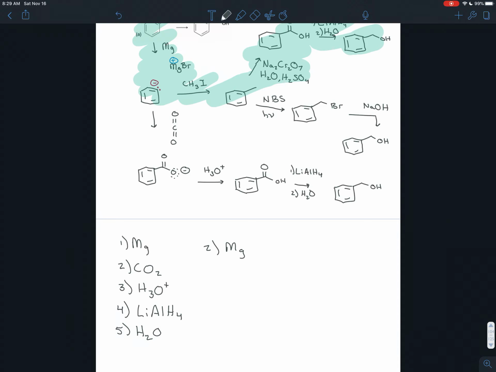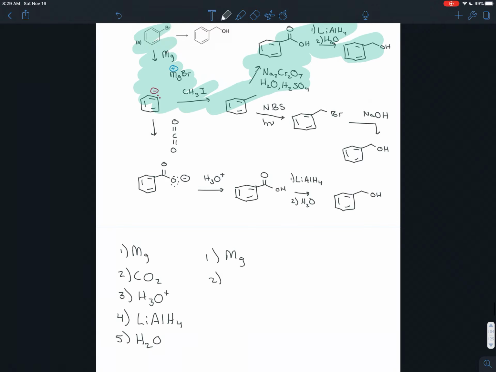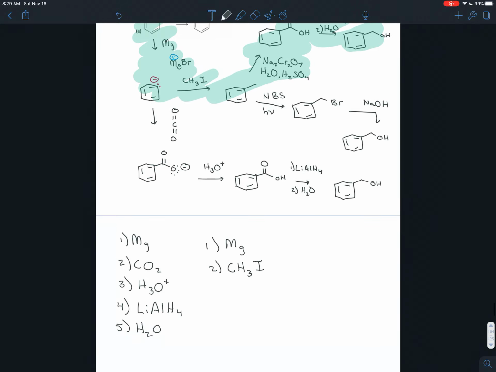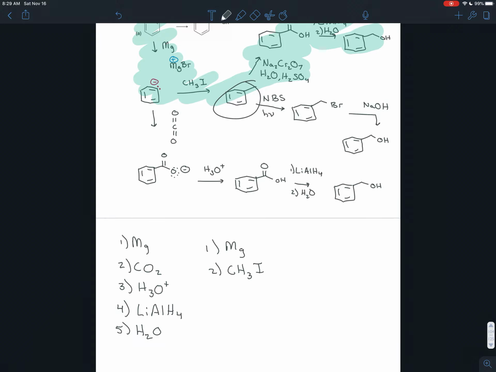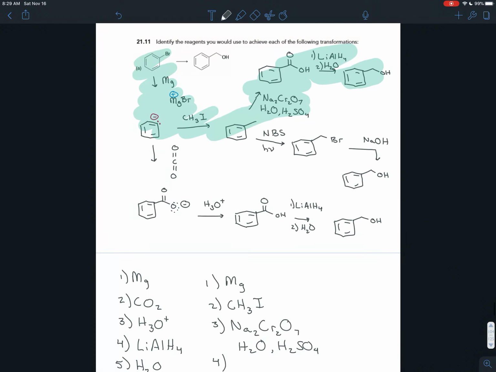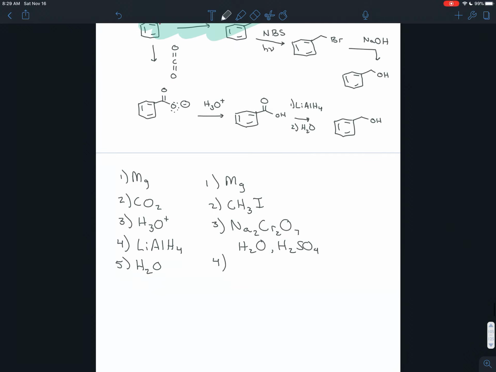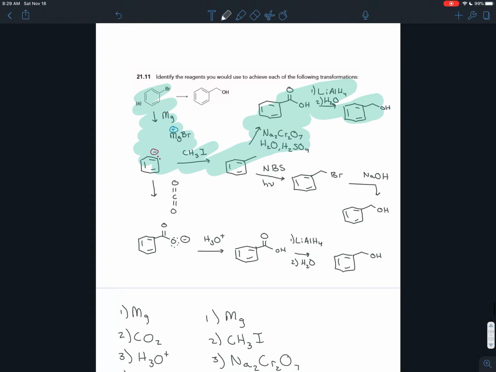Another possibility is the second one that we came up with. So you could again make the Grignard reagent, treat it with magnesium, follow that up with methyl iodide, or it could be methyl bromide, methyl chloride, just something to do an SN2 reaction with. Then you have toluene, which you can oxidize to benzoic acid using sodium dichromate in an acid water wash. And once you have that carboxylic acid, you can reduce it with the lithium aluminum hydride, followed by water.